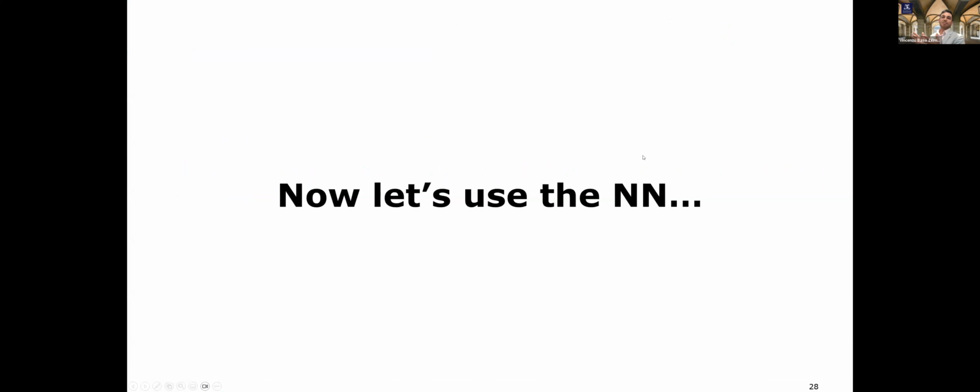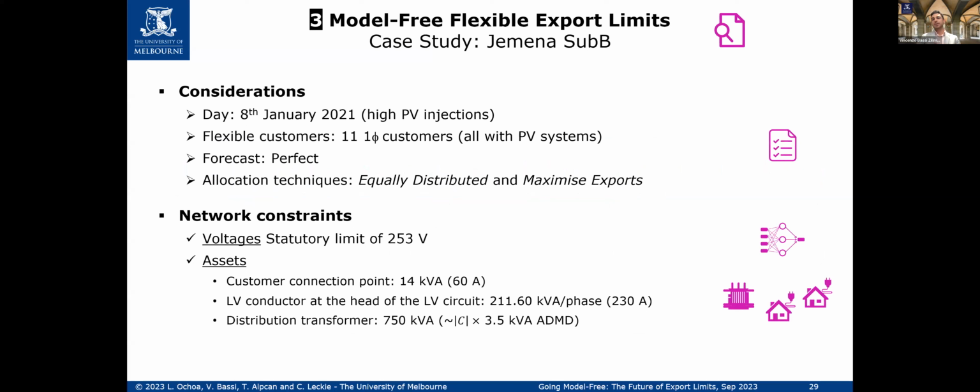So now that we have proved that our neural network has captured the physics, let's use the neural network to calculate flexible export limits. For this, we're going to use, of course, the same low voltage network, and we are going to use one summer day with high PV injections. We're going to consider all single phase customers with PV system as flexible customers, and we are going to consider perfect forecast, as forecast is outside of the scope of this study.